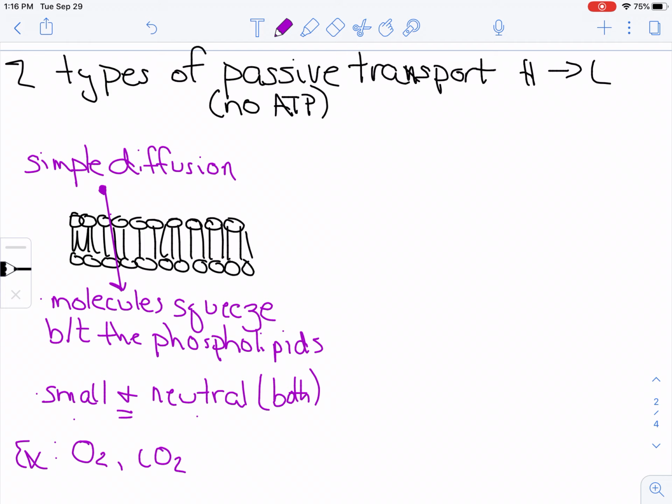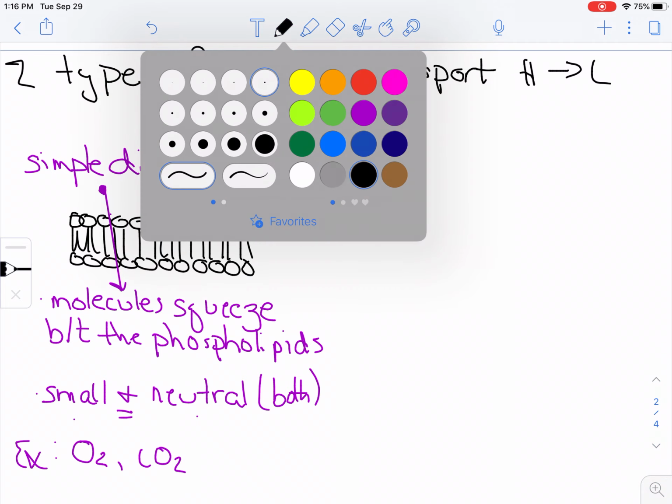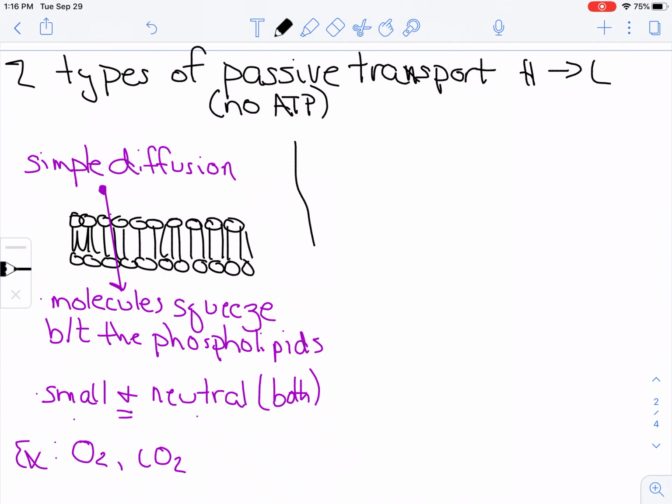Okay, so that is simple diffusion. Again, going from high concentration to low concentration does not take energy, and it squeezes between the phospholipids. It has to be small and neutral, and the examples are oxygen and carbon dioxide. That form is called simple diffusion.